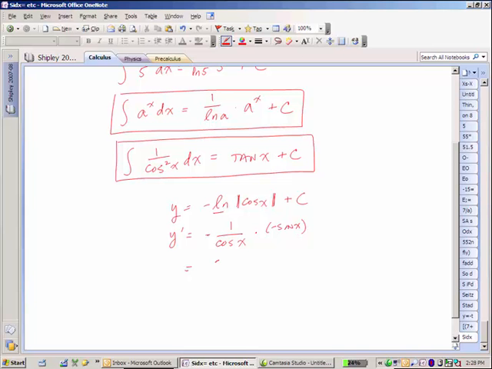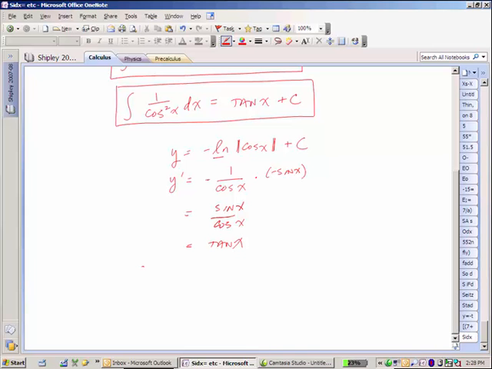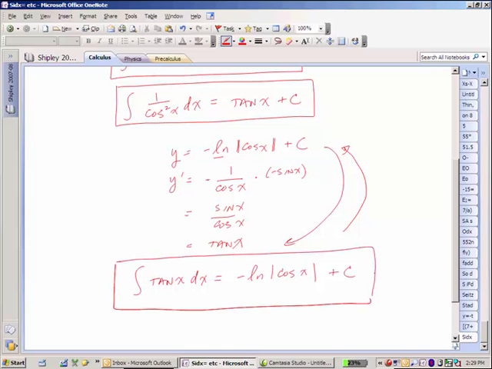We have sine x over cosine x, which is equal to tangent of x. So here it is, backward. What's the antiderivative of tangent of x? Negative ln of cosine x. Check it out, it's right there. So if the derivative is tangent x, then going backward, the antiderivative of tangent x is negative ln of cosine x plus c. And that's the last basic rule.